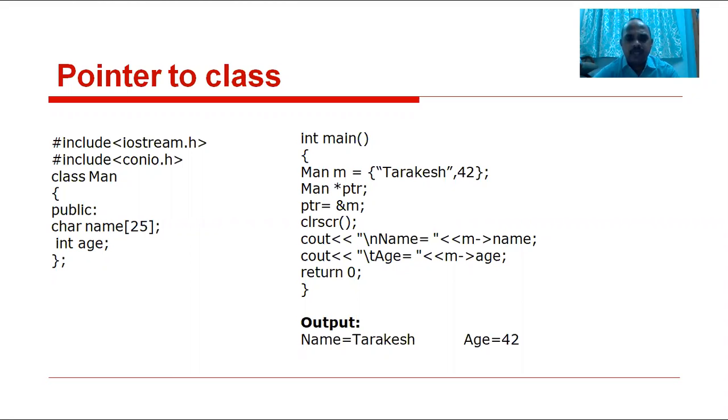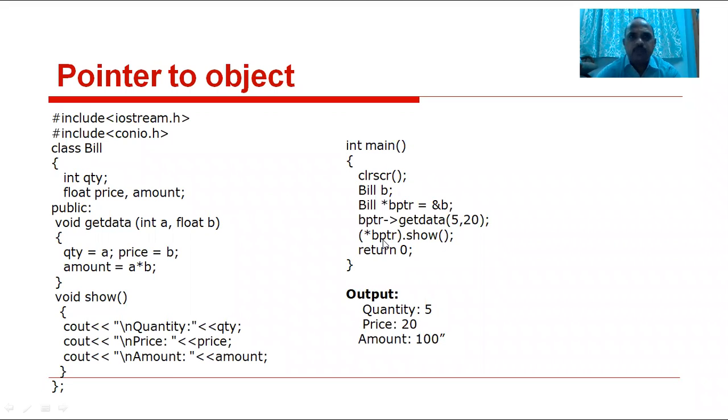Pointer to class. This is an example. So how to create a pointer object, pointer class. Clear all of you? Next one is pointer to object. Same previous example.